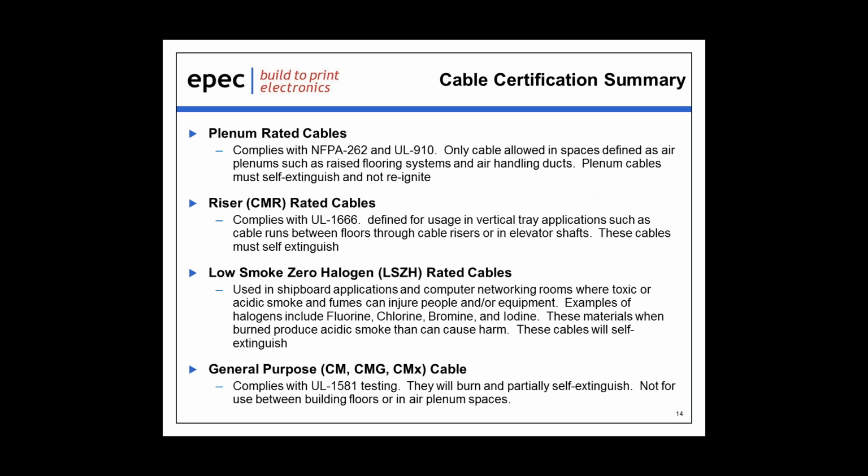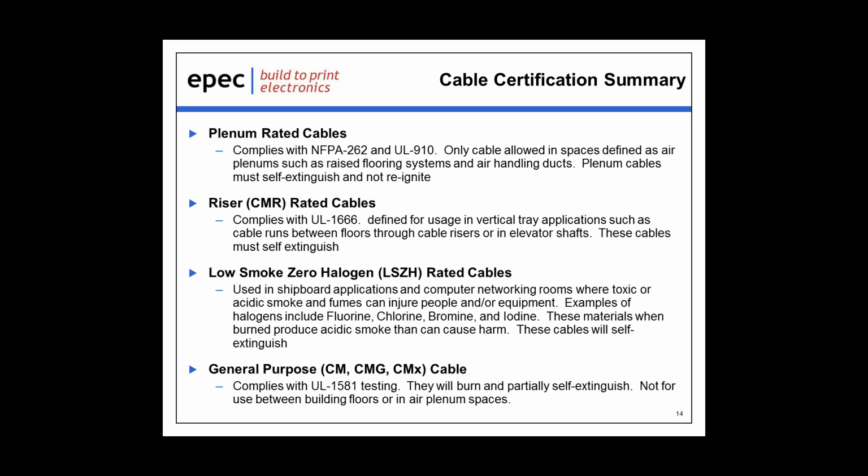Certain certifications are designed for specific applications. Plenum-rated cables and assemblies need to comply with tests conducted under UL 910, which is a specific burn chamber design that it has to pass. Plenum cables are the only rating that is allowed to be installed in spaces defined as air plenums. Riser-rated assemblies need to comply with UL 1666, which again is a burn chamber designed to test the cable. Riser cables are designed to be installed in vertical applications such as risers or elevator shafts.